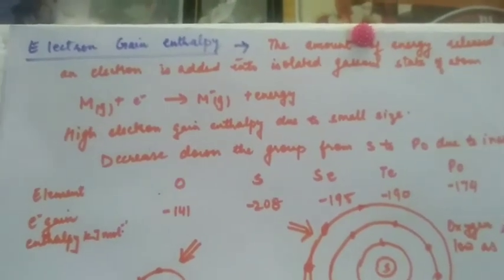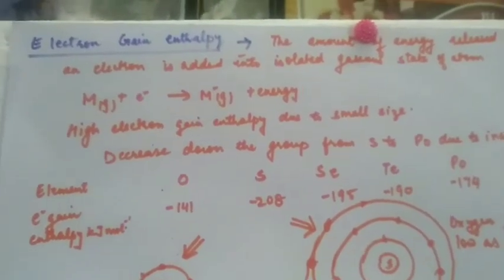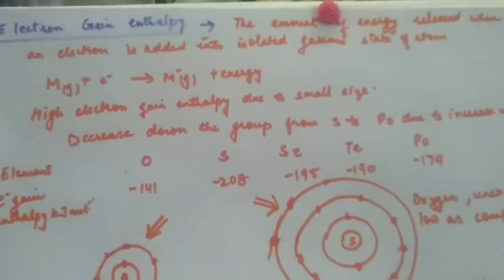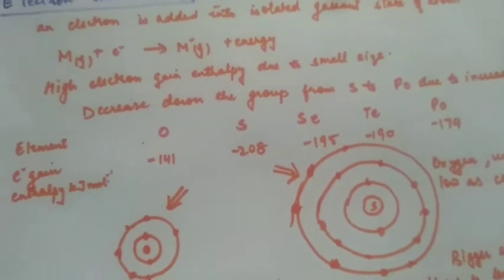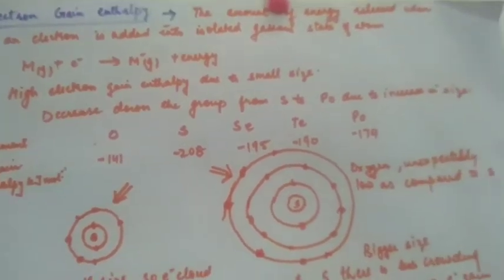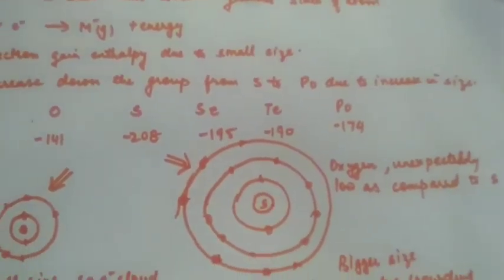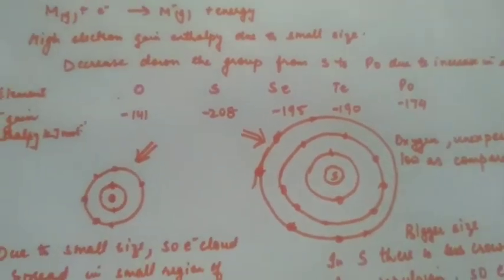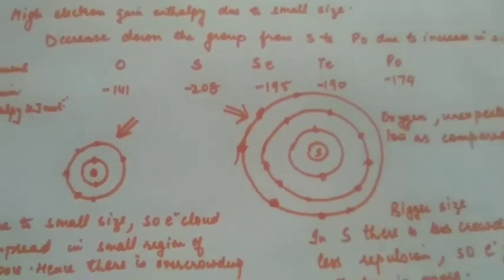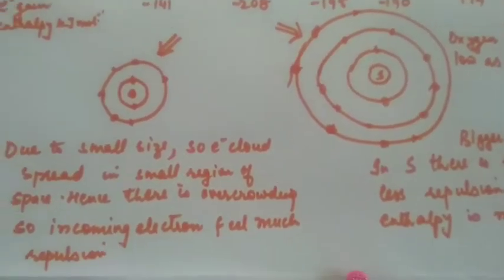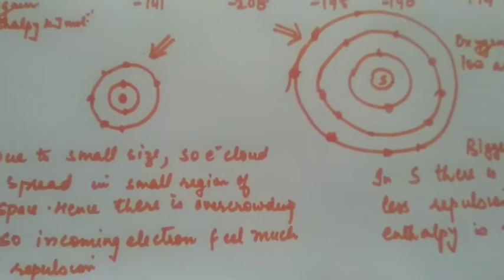So the oxygen family has high electron gain enthalpy values due to small size, and the electron gain enthalpy value decreases from sulfur to polonium because of the increase in size. However, oxygen has a less negative electron gain enthalpy value than sulfur. This can be shown on the basis of their sizes.